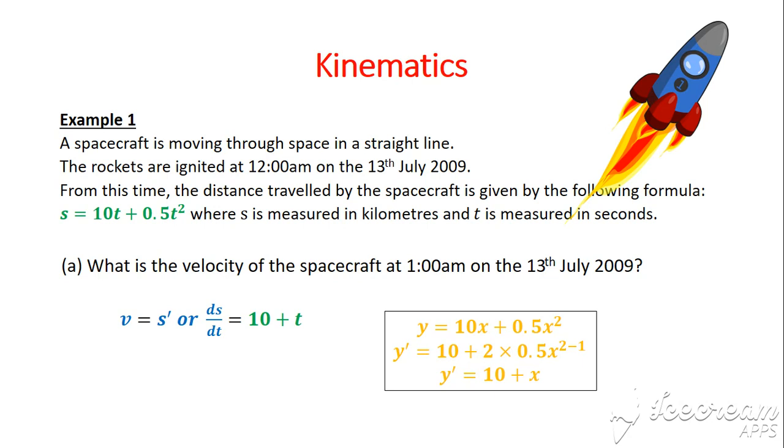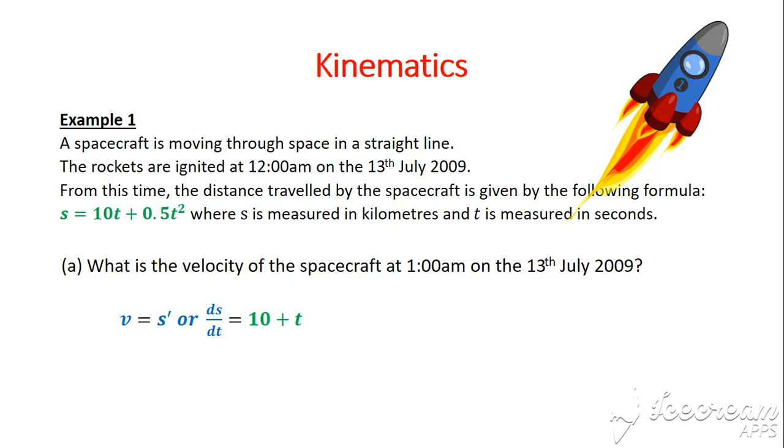You wouldn't have any hesitation if I gave you y equal to 10x plus 0.5x squared, which is the same formula, but instead of an s we use a y, and instead of t we use x. So just practice using differentiation with different letters. Right, so this is our velocity formula, 10 plus t.